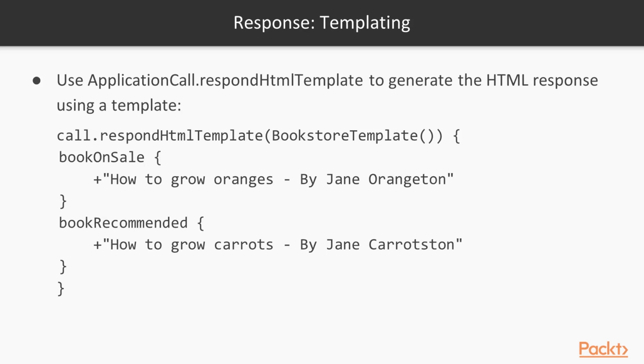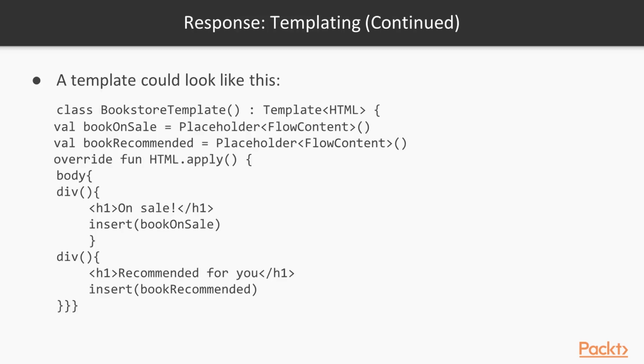Templating. It is possible to use templates and also templates inside templates with the HTML DSL feature. We can use the application call.respond.html template to generate the HTML response using a template, just like this. Here we call.respond.html template, and then we have our custom template, which is named bookstore template. And inside here, we give a trailing lambda where we're actually filling out two placeholders. One which is book on sale and another one which is book recommended.